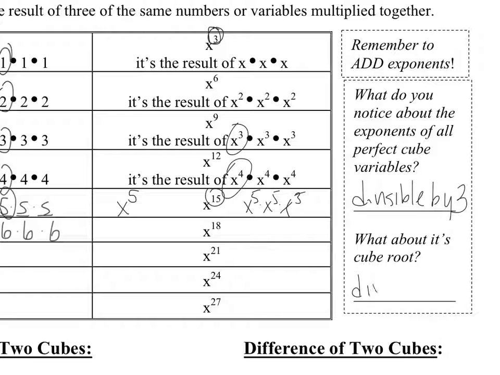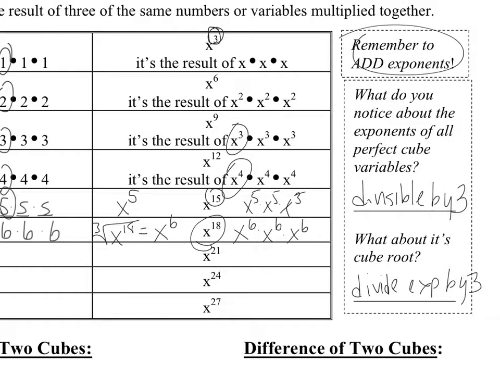Okay, you divide the exponent by 3. So what is the cube root of this guy? The cube root of x to the 18th is x to the 6th because 18 divided by 3 is 6: x to the 6th, x to the 6th, x to the 6th. Add the exponents, you get x to the 18th. I even wrote that up there. Okay.